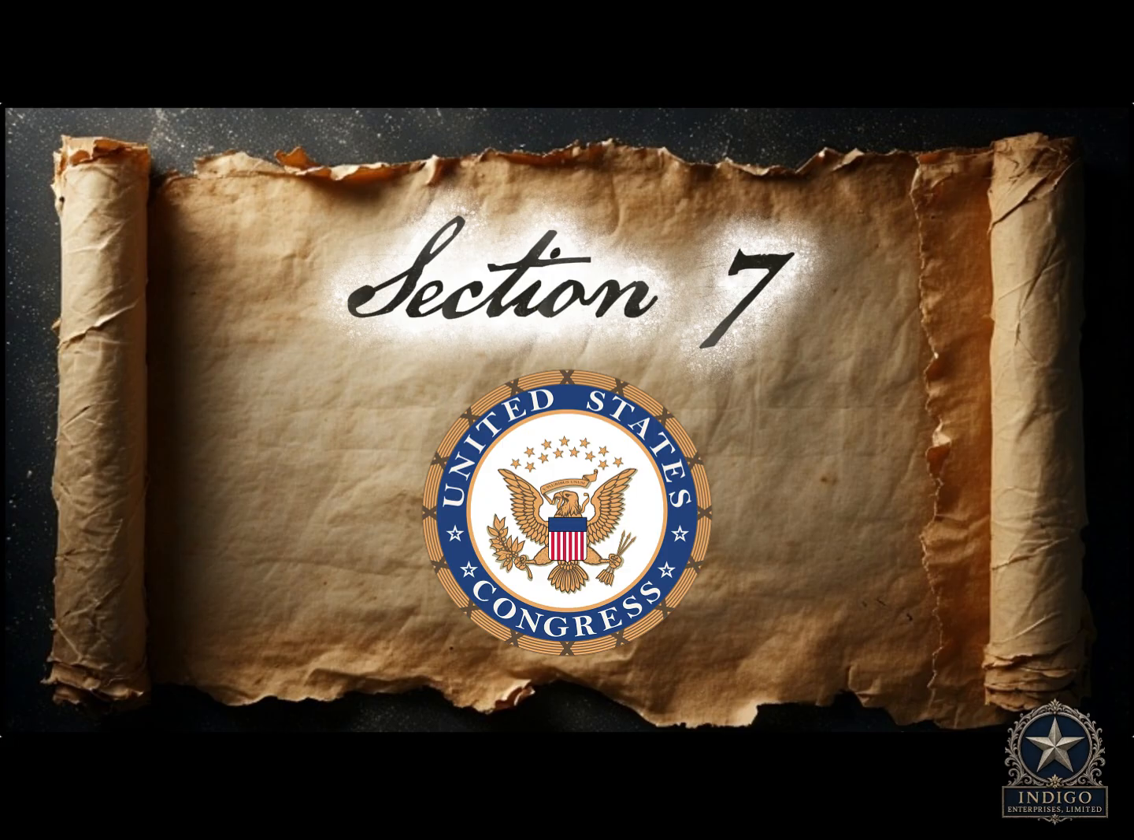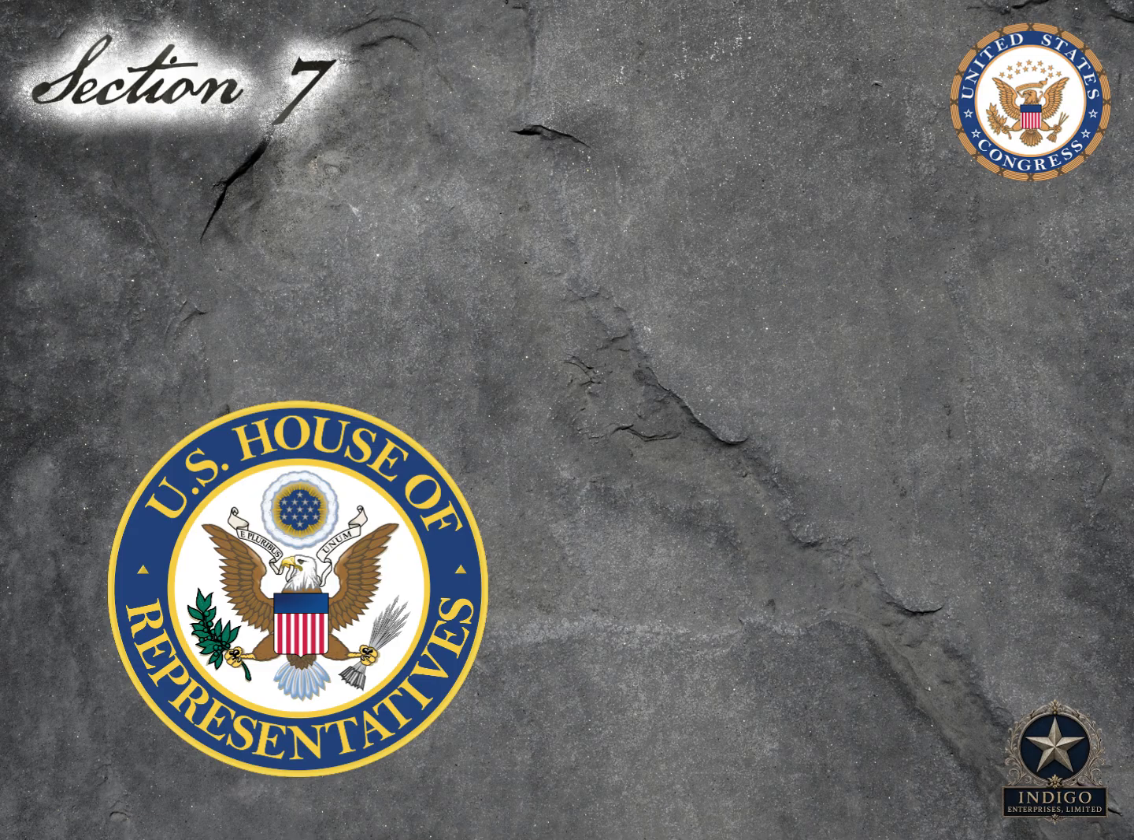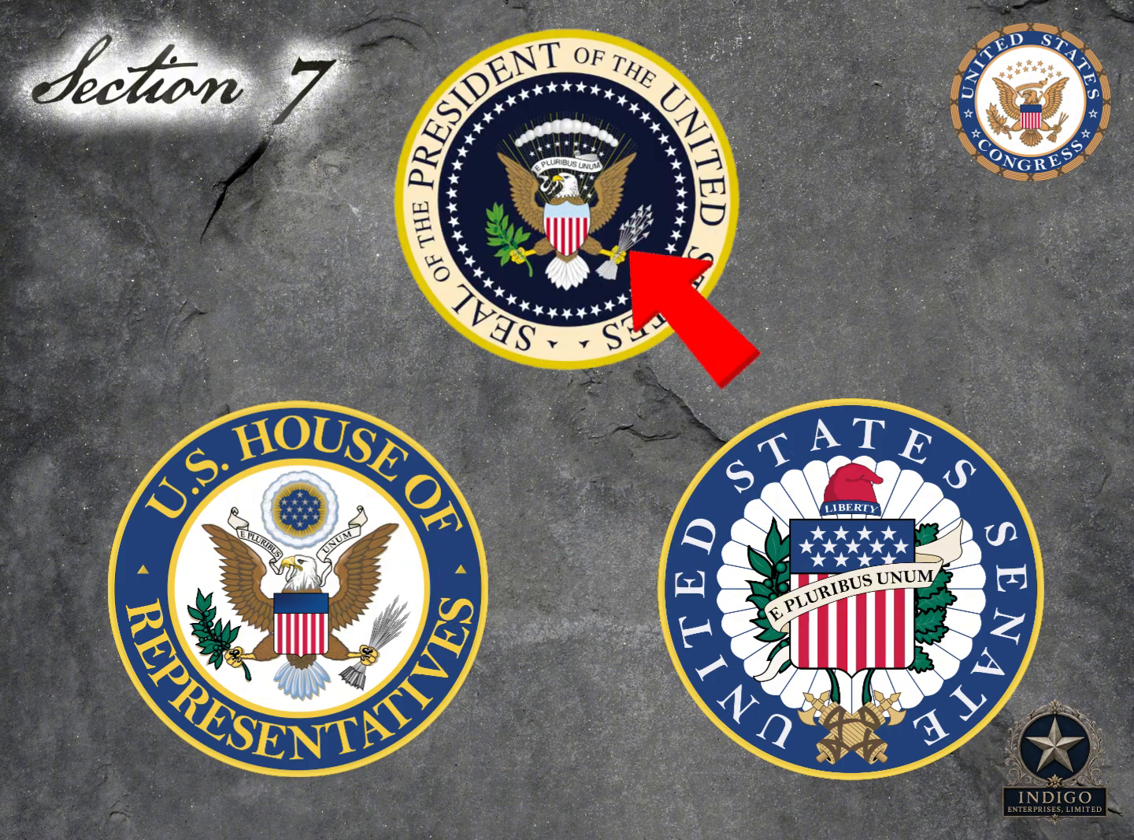Section 7. How a bill becomes a law. All bills for raising revenue shall originate in the House of Representatives. They hold the power of the purse. But the Senate may propose or concur with amendments as on other bills. Every bill which shall have passed the House of Representatives and the Senate shall, before it become a law, be presented to the President of the United States.